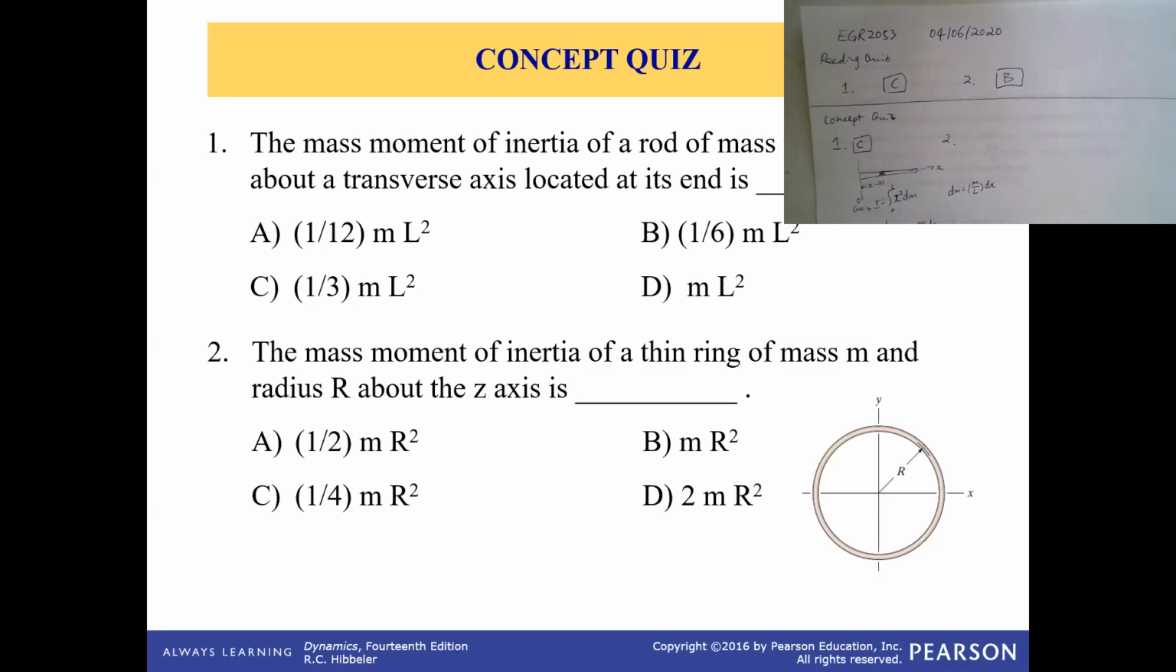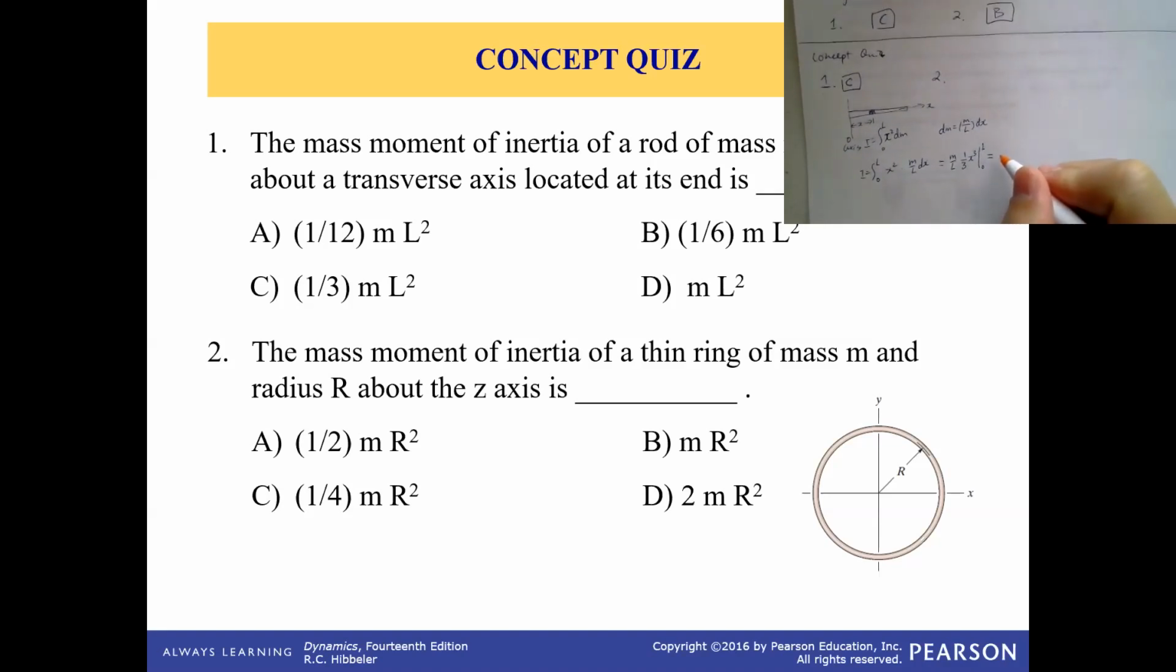So then this x squared will give you 1 over 3 x cubed, and the m and L, the constants, go in front, from 0 to L. So then it's going to be just m over L times 1/3 L cubed. L cubed over L becomes L squared. So then it's 1/3 of mL squared. So that's the answer on C. This is how you would do it.